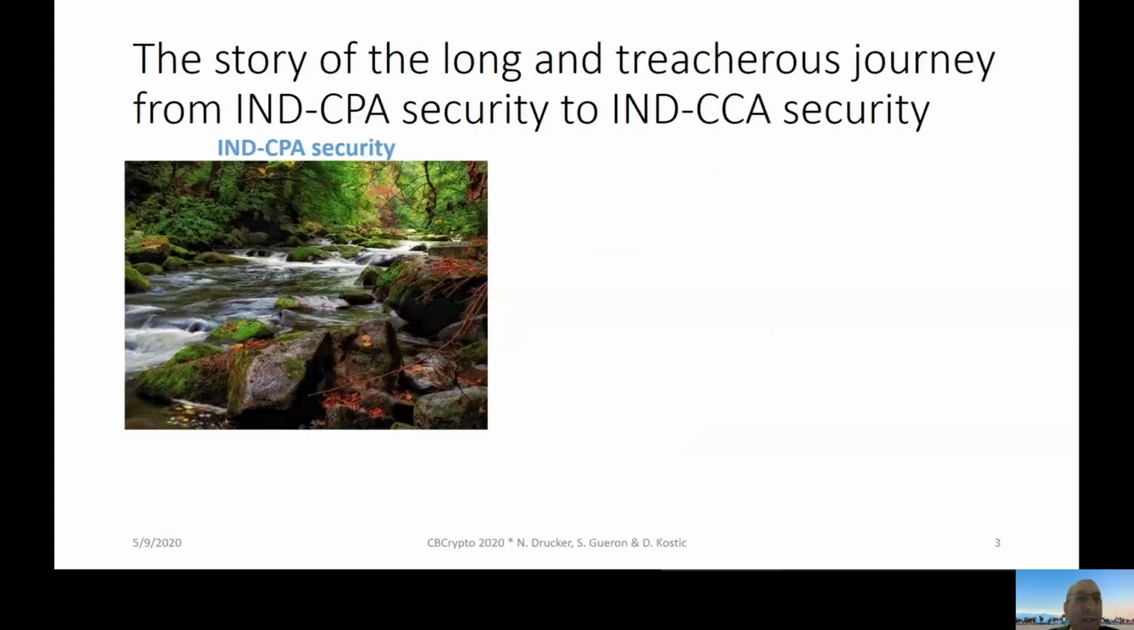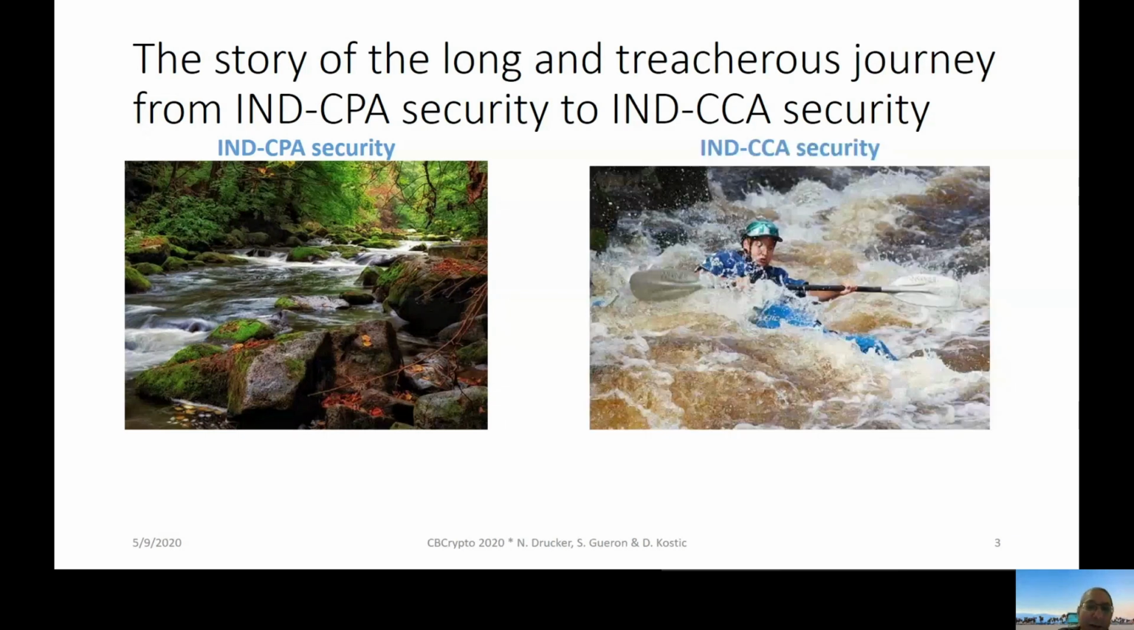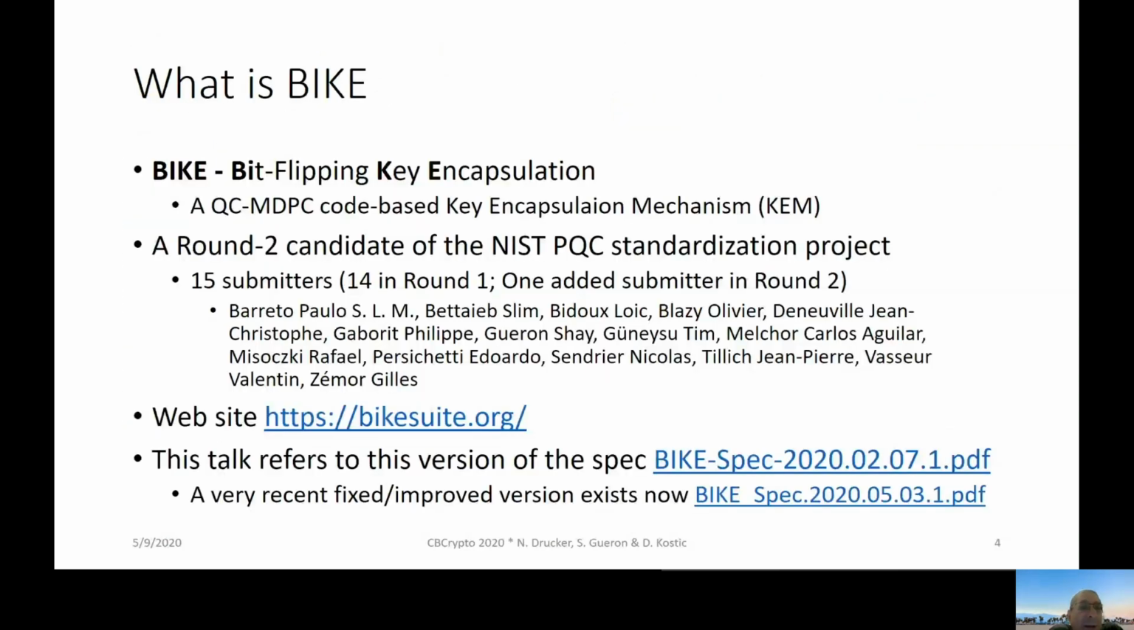So I'm going to discuss the story of the long and treacherous journey from IND-CPA security to IND-CCA security. So you see here the picture of the calm waters of IND-CPA security, and once you cross to IND-CCA security, things are completely different. And so I'll start with what is BIKE. BIKE stands for bit flipping key encapsulation, and it's a QC-MDPC code-based KEM.